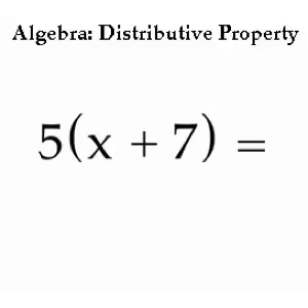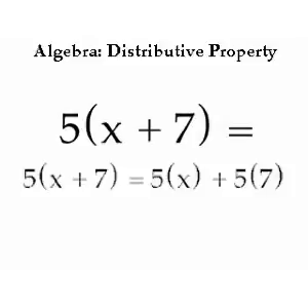So let's look at a number example with that one. So we have 5 times the quantity x plus 7. So we have to take 5 and multiply it by everything in the parentheses. So 5 times x is 5x.